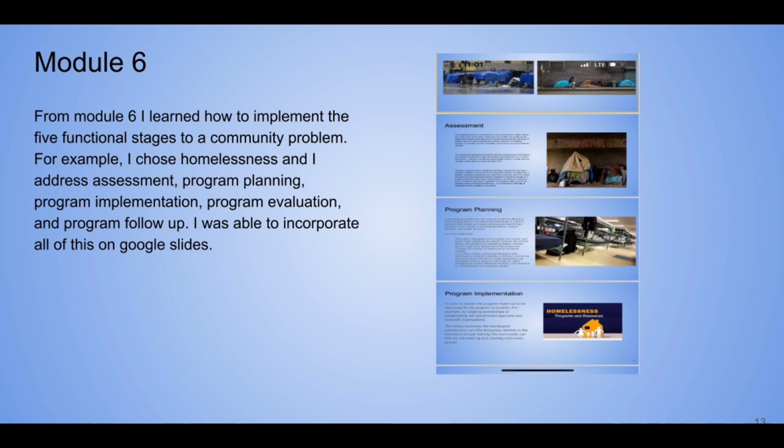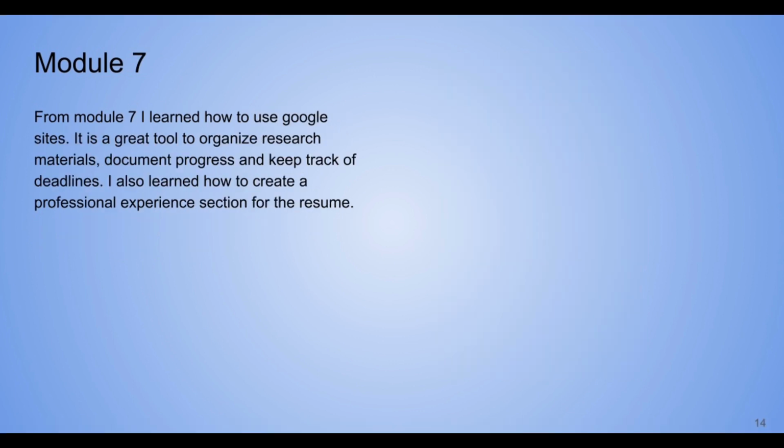For Module 6, I learned how to implement the 5 functional stages to a community problem. For example, I chose homelessness and I addressed assessment, program planning, program implementation, program evaluation, and program follow-up. For Module 7, I learned how to use Google Sites. It is a great tool to organize research materials, document progress, and keep track of deadlines. I also learned how to create a professional experience section for the resume.